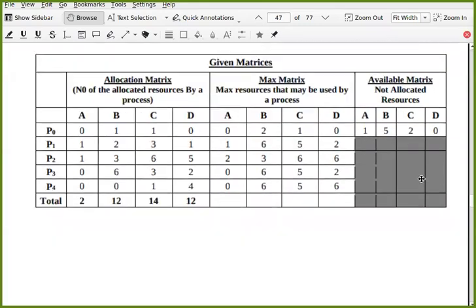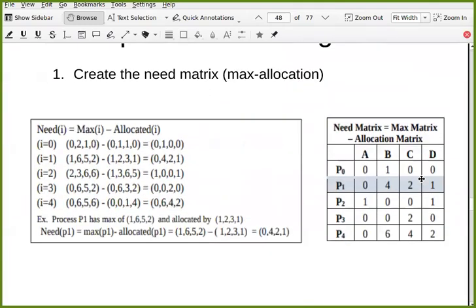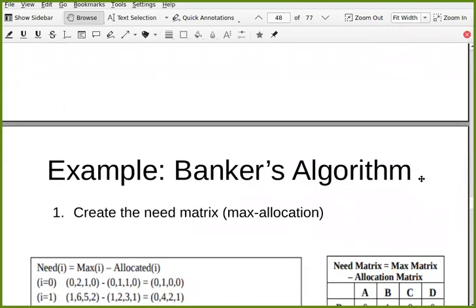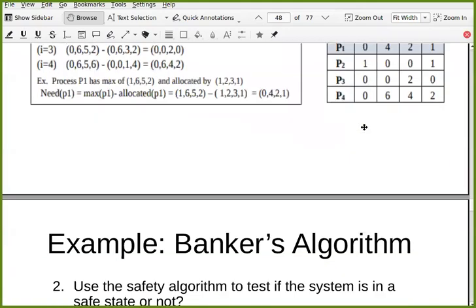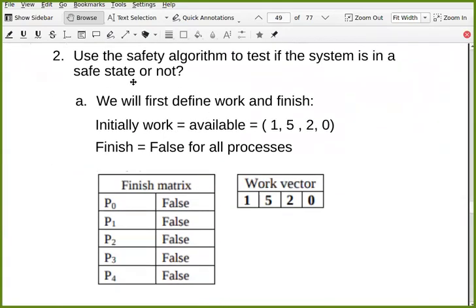Can you complete any process with those available resources? That is the first job that you need to do. With these available resources, can you complete any of these processes? That is Banker's algorithm. So use the safety algorithm to test if the system is in a safe state or not. For that, we will first define work and finish. Initially, work is nothing but the available resources, and finish is false for all processes.